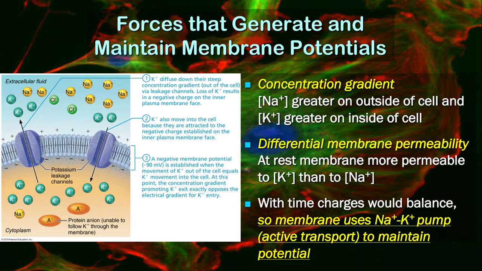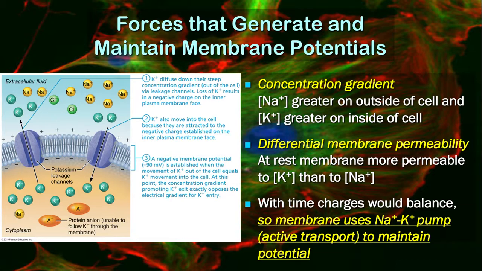Another thing that happens that isn't part of the bullets, but it's in this picture here, is that inside the cell, there are proteins that have negative charges. These are the proteins. And they're large. They can't leave. Okay. So that also adds to the amount of negative that's inside the cell compared to the outside of the cell.